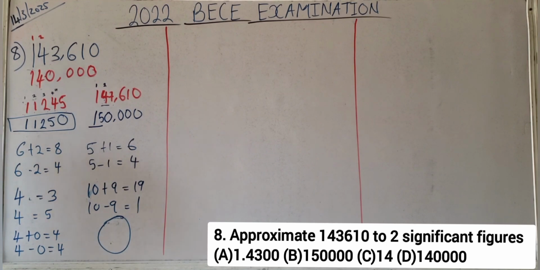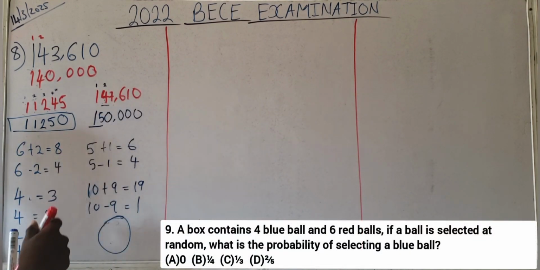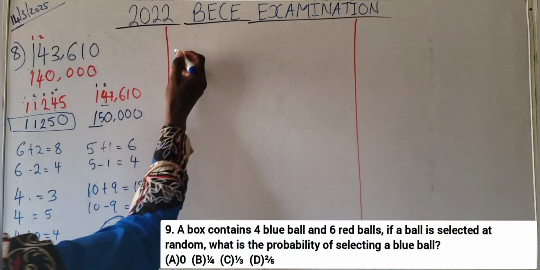Let's proceed to the right option. Let me check. The right option is option D. You understand? That is 140,000. That is the solution to that question. Okay. Now let's move to question number 9. And if you didn't understand, let me know in the comment section. I will still reiterate. Now, question number 9.